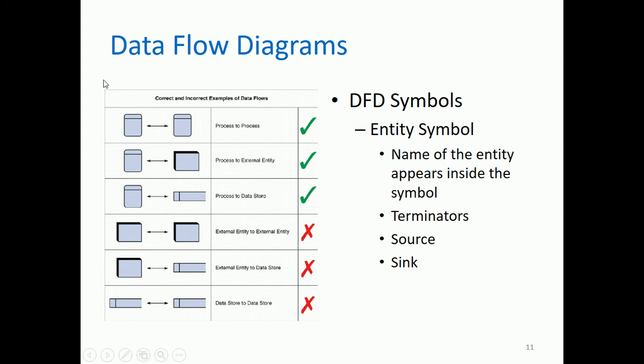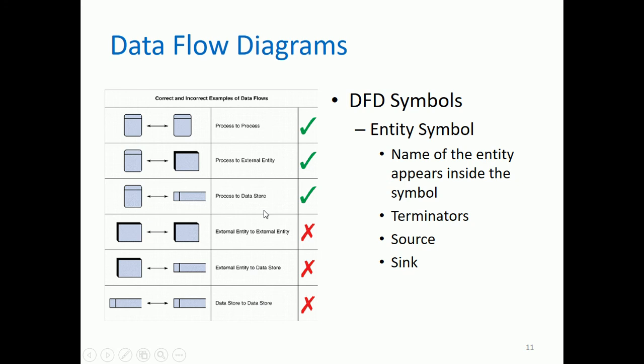So on the left side, you can see the correct and incorrect examples of data flows. So it is correct, process to process. Then we have this data flow. Another, process to external entity. This is also a correct example. Or process to data store. This is also a correct example.